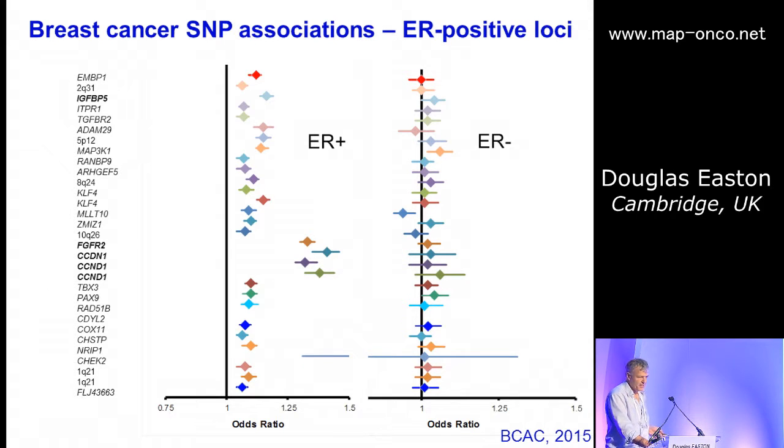Most of which, of course, we know nothing about the underlying biology, but in a few cases we do. One of the main themes which emerges is that there's a clear subtyping effect. Maybe not surprised to learn that. In particular, there's a clear distinction between ER-positive and ER-negative disease. So most SNPs associated with breast cancer are actually associated with ER-positive breast cancer, including some of the more important ones, like the ones near FGFR2 and CCND1.